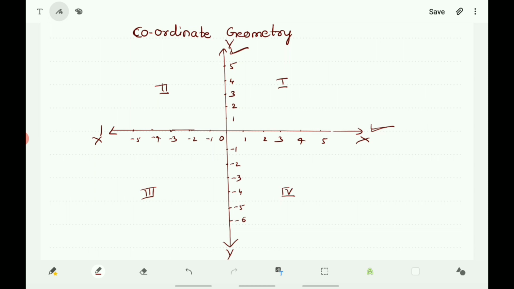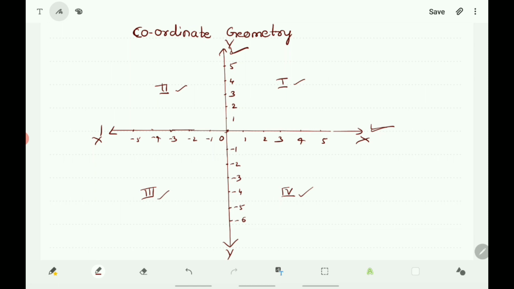And the coordinate axis divide the plane into four parts and each part is called quadrant. And this is the first quadrant, this is the second quadrant, this is the third quadrant, this is the fourth quadrant. The point of intersection of the axis is called the origin. This point is called the origin.